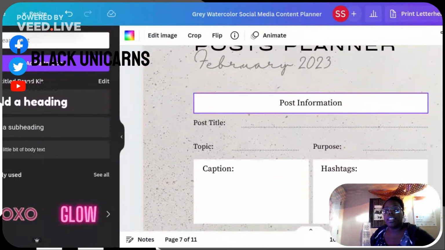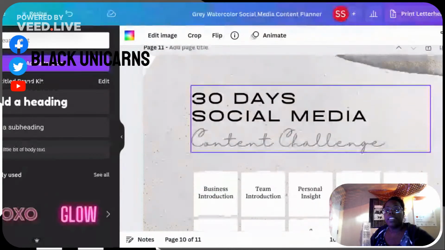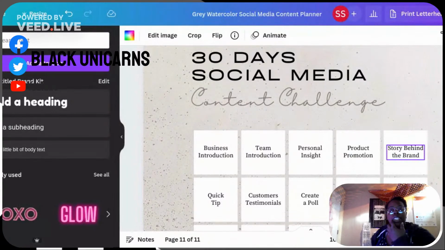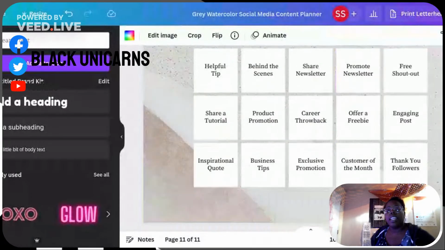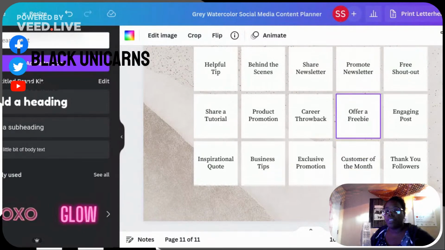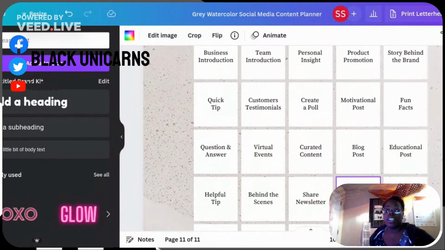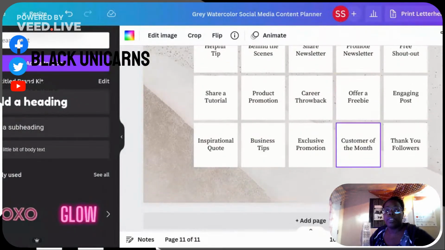And then right here, the last one is the content challenges, business introduction, team introduction, personal insight. So this is just something I might throw into a show. Fun fact, and I've never used this before, so I think I'll do it. I can't offer a free. Yes, I can. I can offer some codes. So that's it. This will help you kind of build a show.